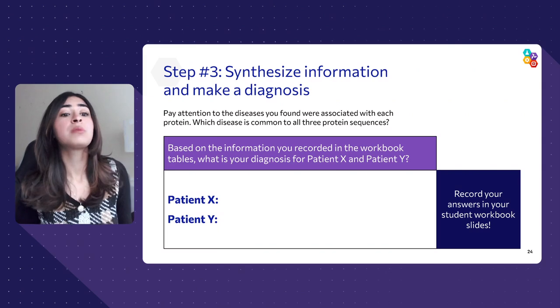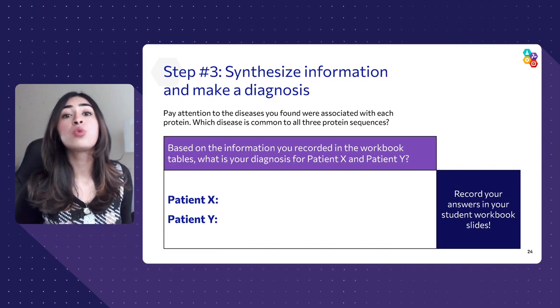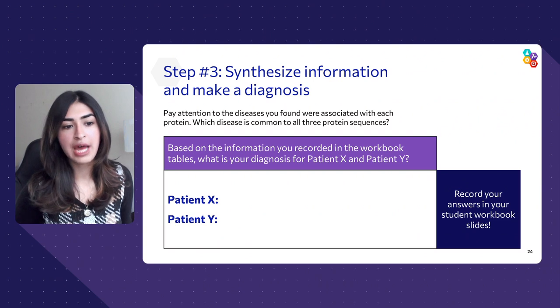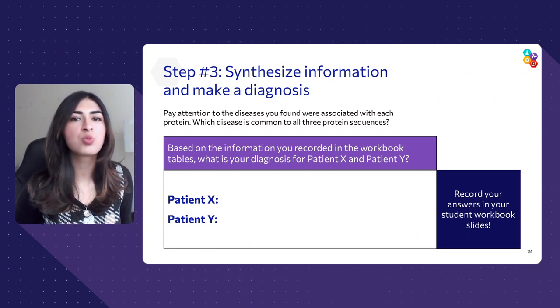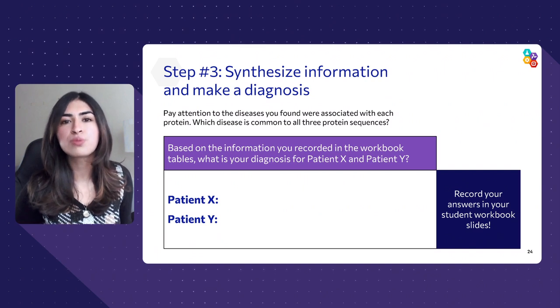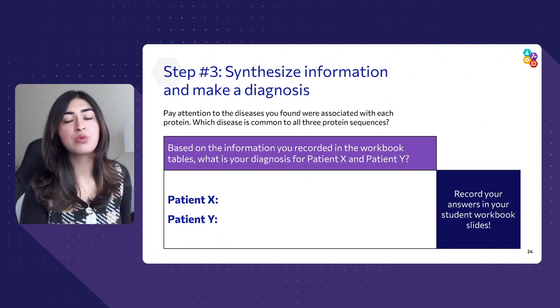Then step number 3, you're going to synthesize the information from these tables in order to make a diagnosis for patient X and patient Y. So pay attention to the diseases that you found were associated with mutations of each of those proteins. Which disease is common to all 3 protein sequences?